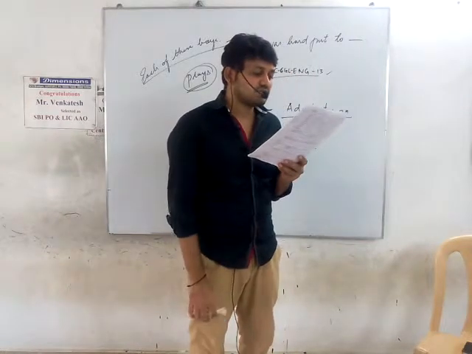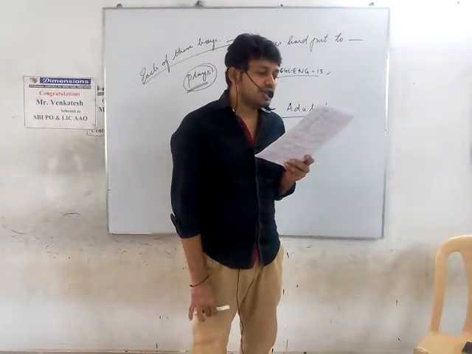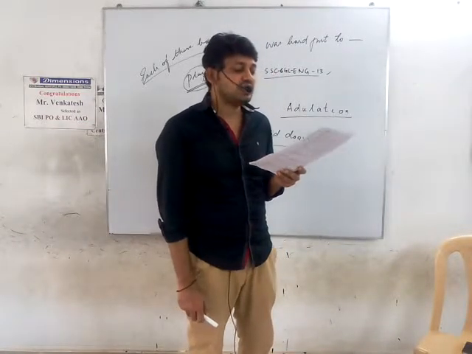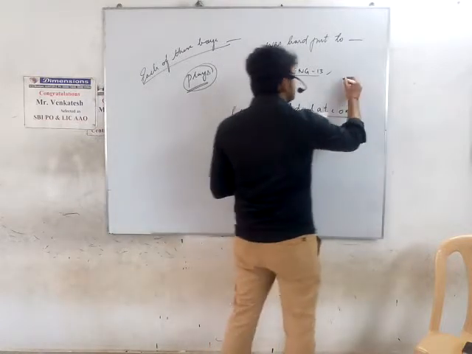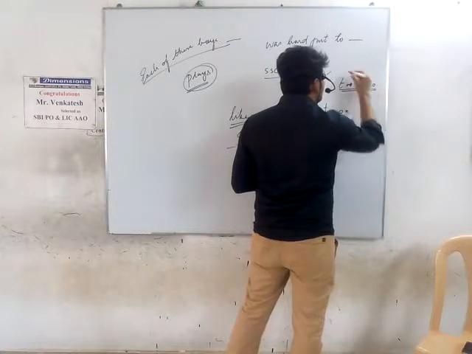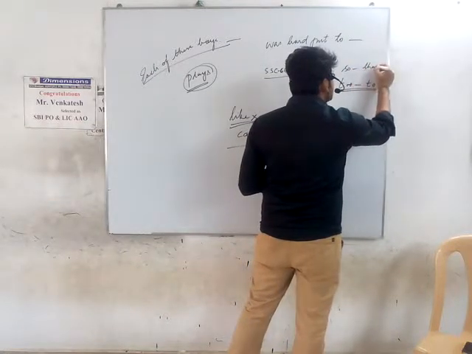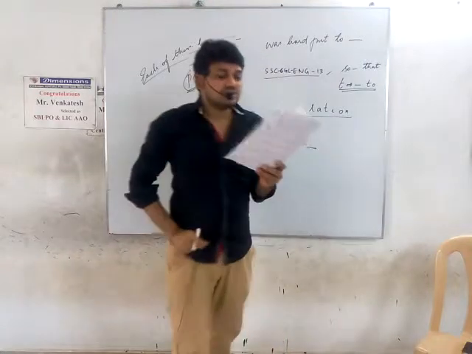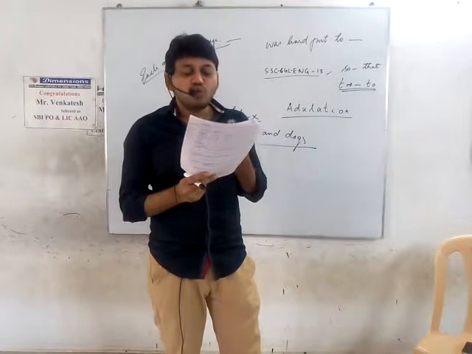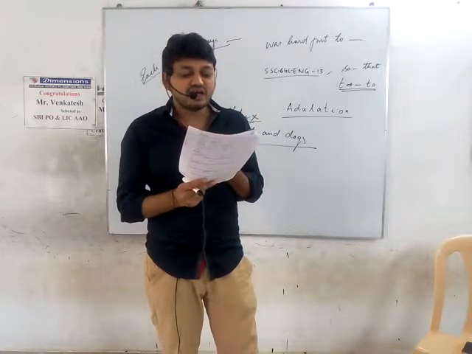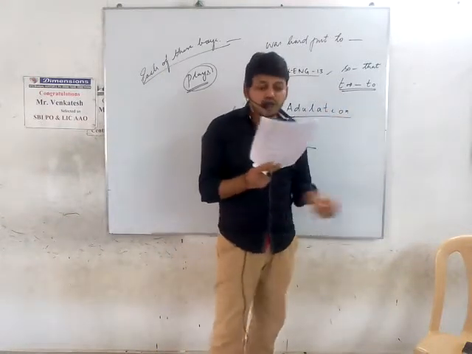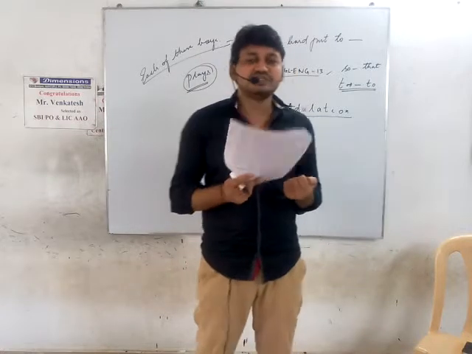Next one. He is too impatient for tolerating any delay. Right from our childhood, we have learned that too is followed by to, and so is followed by that. These are the basic sentences that we have learned. So he is too impatient for tolerating any delay. It's not for tolerating, it is too impatient to tolerate any delay. So option C is the correct one.